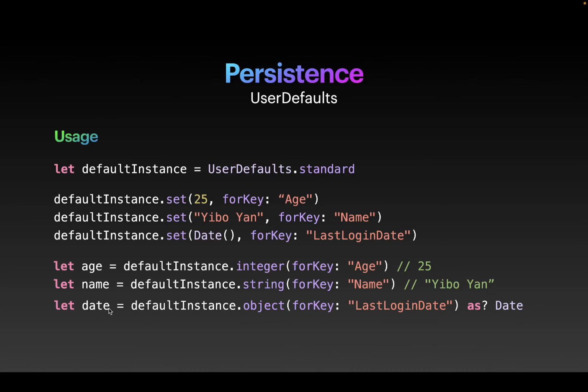Yep. Date optional? Yeah, it's a date optional. Just remember when we use this as with question mark, it returns the optional. So if the type conversion is successfully done, it returns an optional date. If it's not, just return nil.